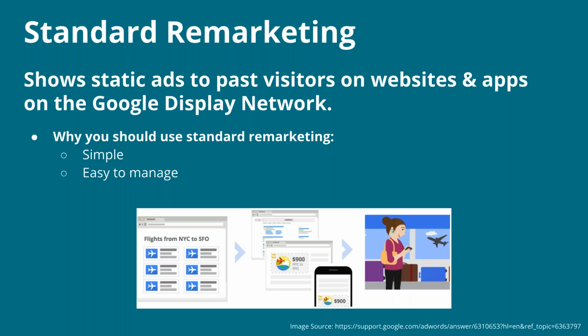And to start off, the standard remarketing. If you're interested in getting into remarketing, it's very easy to get started as long as you're able to have remarketing lists. You do obviously need an AdWords account. Basically, when I say standard remarketing, this is just showing static ads, most typically banner ads, to past visitors on websites, apps, the Google Display Network. And again, it's very simple. It's very easy to manage. All you really need is some of those static display assets.